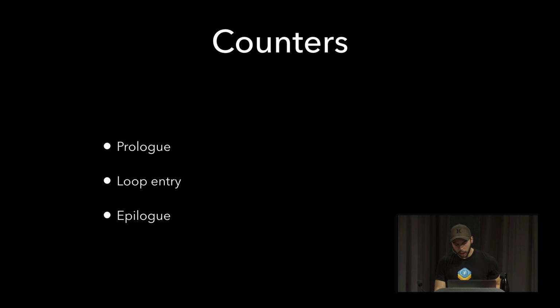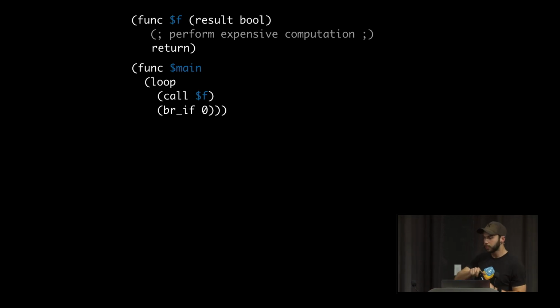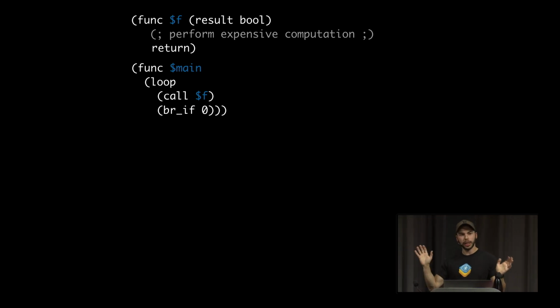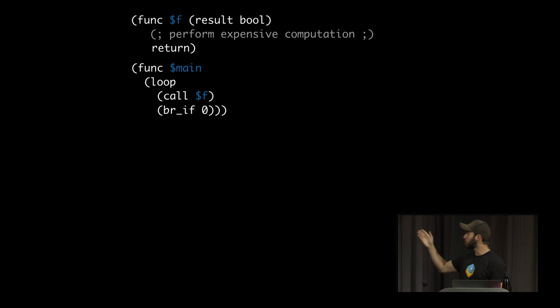So how does that work in practice? If we have this small program, suppose you just have a function f that will do some really expensive computation, and then it's going to return a Boolean that tells whether you should keep computing or not. And then you just have the main loop driving that and calling f again and again.